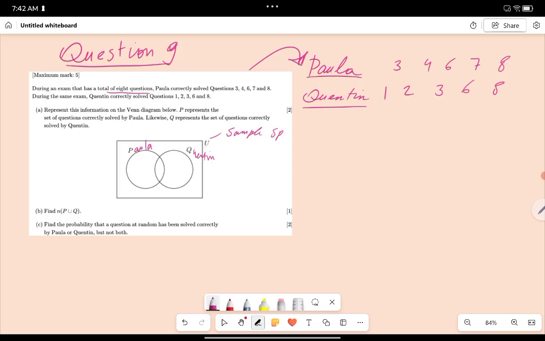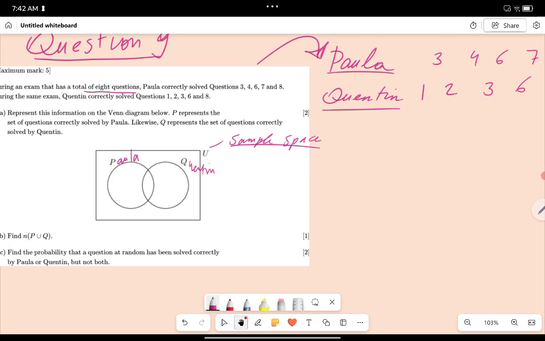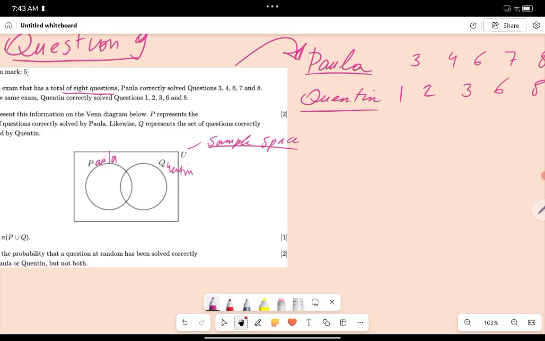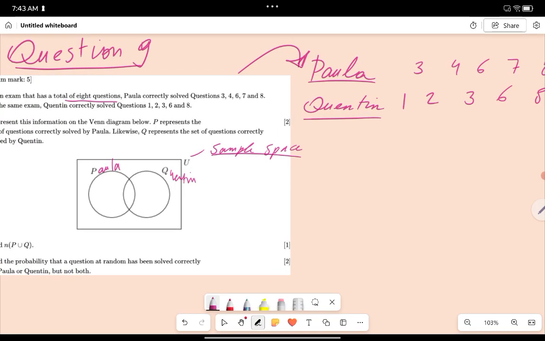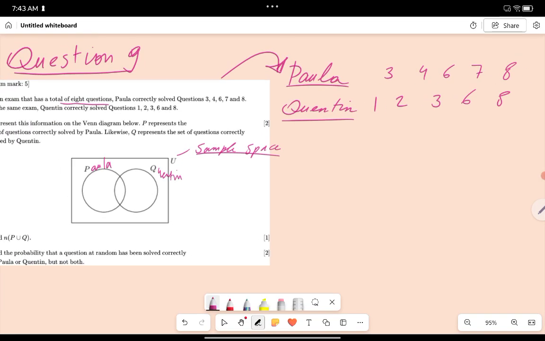Why are we doing this? Because it helps us with probability. We're going to understand certain probabilities better by showing it this way. So we want to visualize the questions that are solved by both people. And we've got two sets, right? So the first thing we do, guys, that's important, we're going to look at the questions that have been solved by both. We're going to have a look at this middle part. That's always a good start, okay?